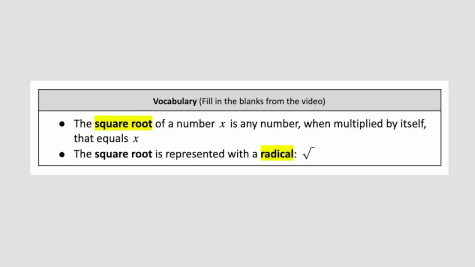We learned some new vocabulary today, and we're going to use this moving forward. The square root of a number x is any number that, when multiplied by itself, equals x. So basically, the square root is any number where if you square it, so if you multiply it by itself, it becomes that original number. Finally, the square root is represented by a radical. This really cool sign we have right here is called a radical.